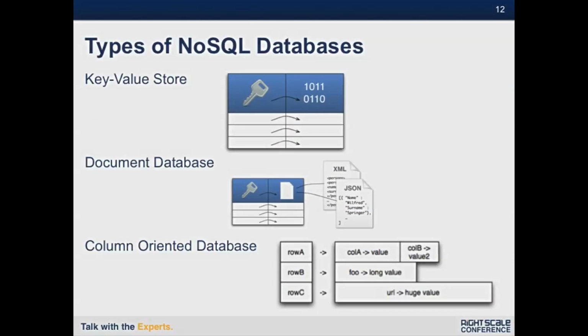The second is a document database, which is effectively a key value store, but instead of just a plain text value or a numerical value, we now have a more complex structure in that value. Now we have an XML or a JSON file there. So there's more advanced capability in terms of what I could actually store there. And the third is the most advanced database, and that's the column-oriented database.